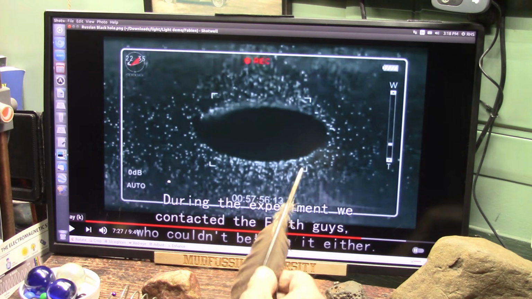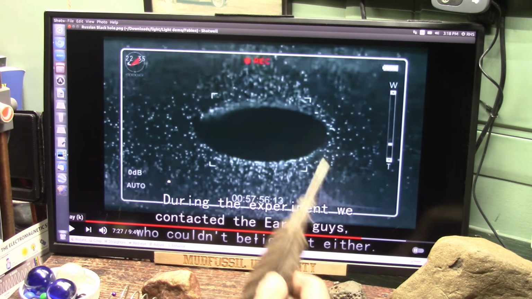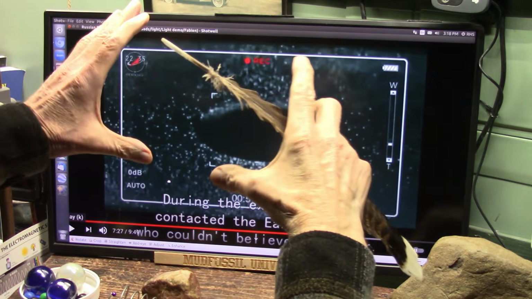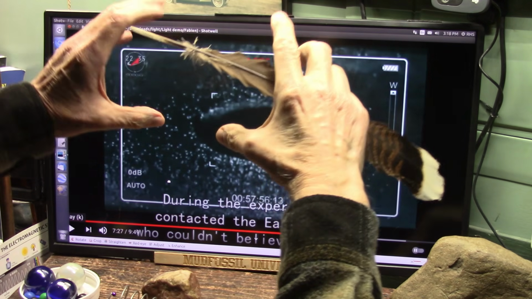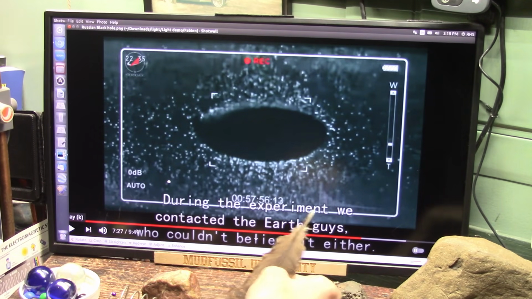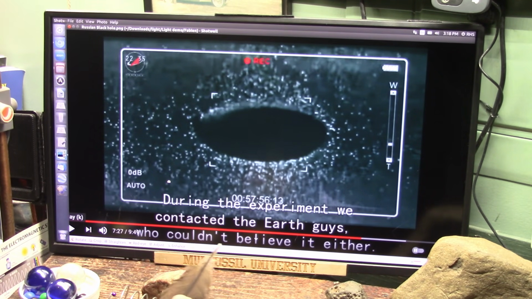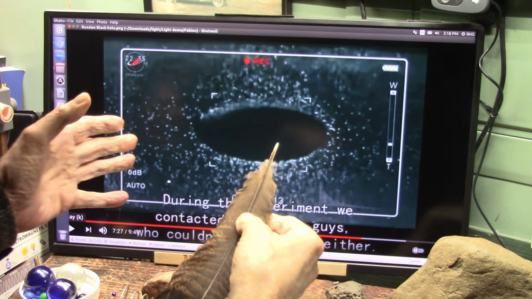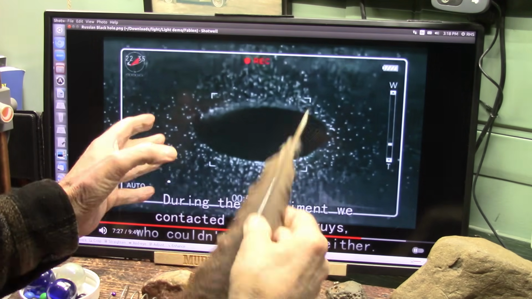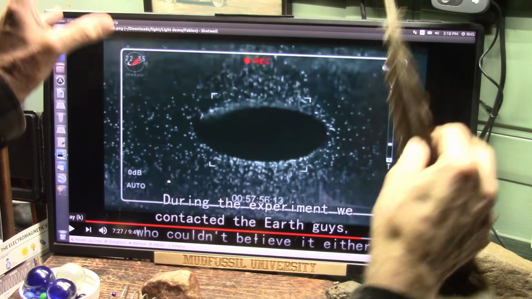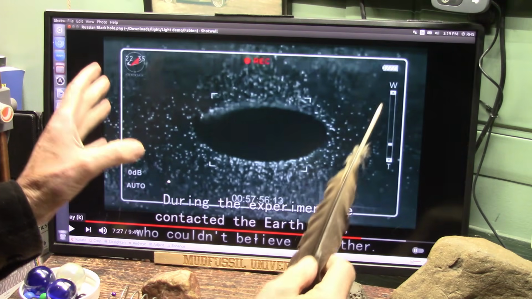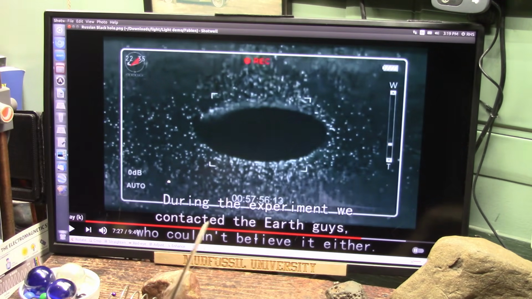This was done in outer space by the Russians about 10 years ago. When they did this experiment, these white particles bounced and bounced and bounced, and finally they settled in right here. And they said during the experiment, we contacted the Earth guys who couldn't believe it either. Nobody figured that this was going to happen. They thought it was going to create like a lattice, with everybody pushing everybody else apart. But no, it collected around a literal black hole.